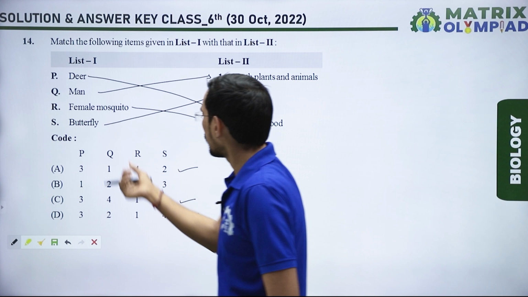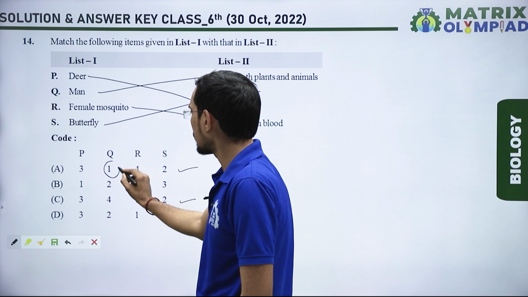As we can see, the second option, Q is equal to first, is given in only option number A. So our correct answer is option A.